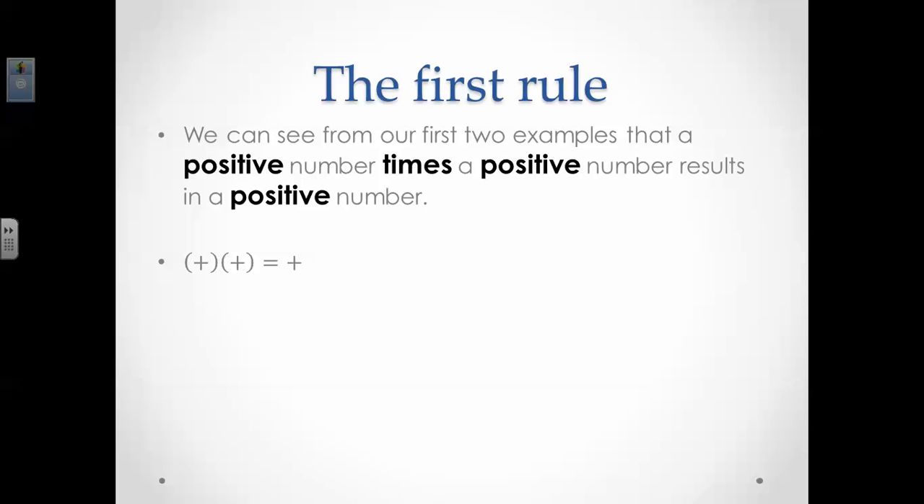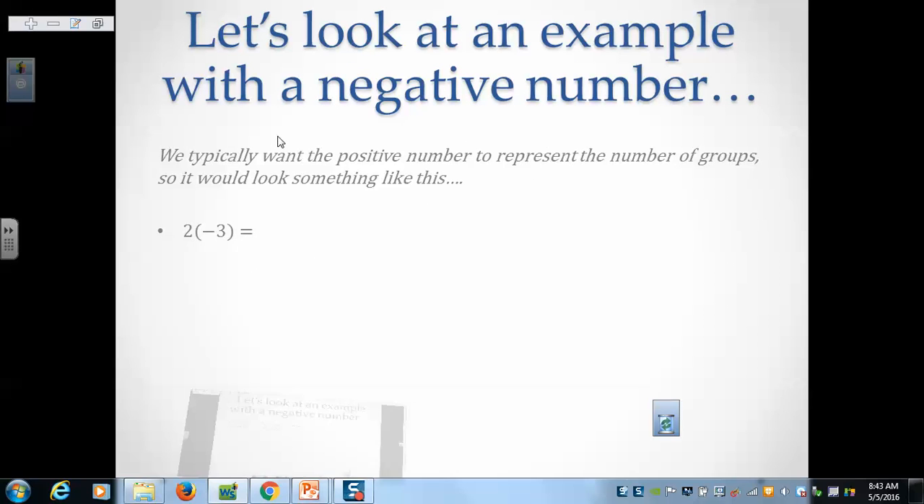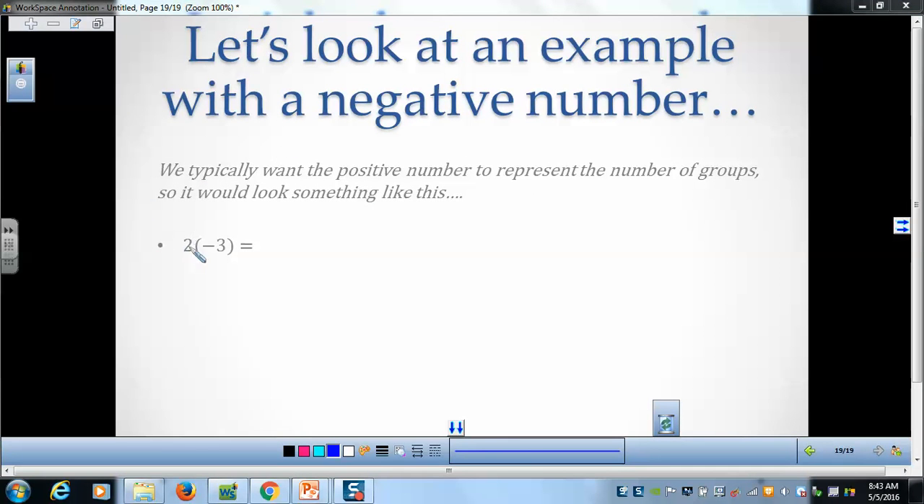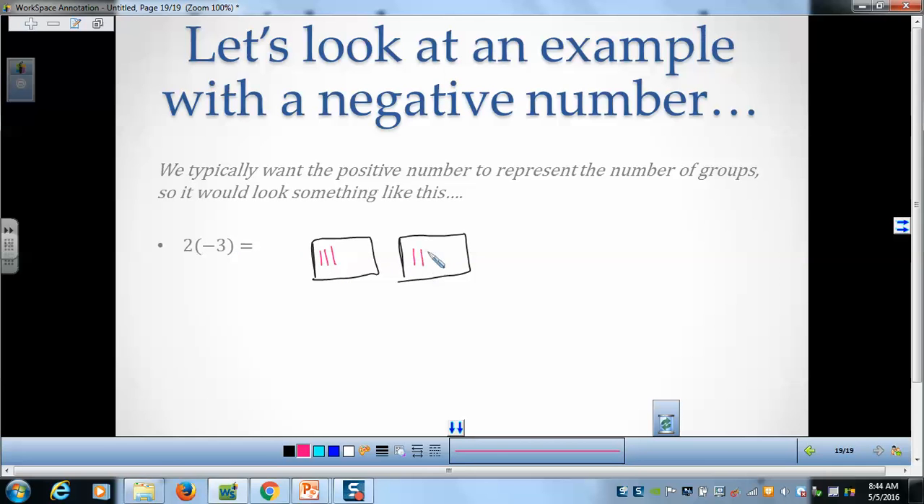Now let's look at what happens when we have a negative number. Once again, we want this first number to represent the number of groups. So this says we have 2 groups. We have a first group here, and we have a second group here. Now, what is in this group? We have -3 in each group. So 1, 2, 3, 1, 2, 3.